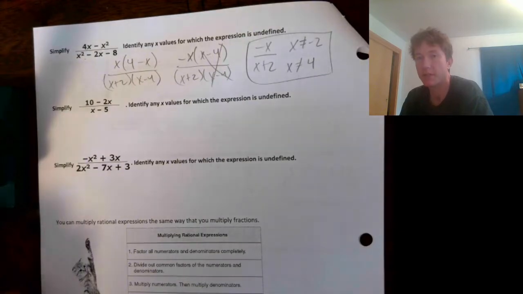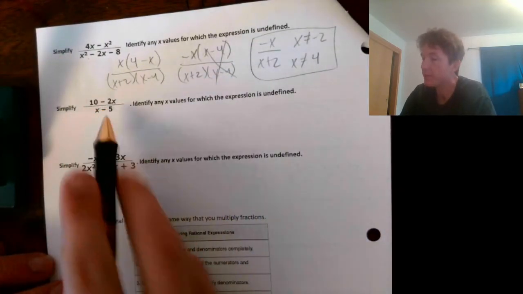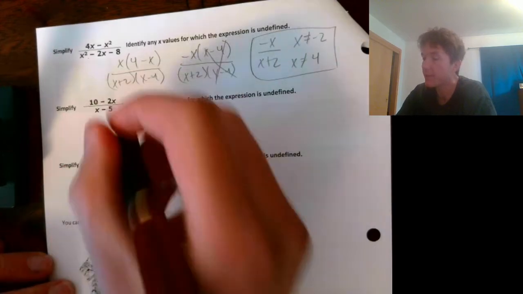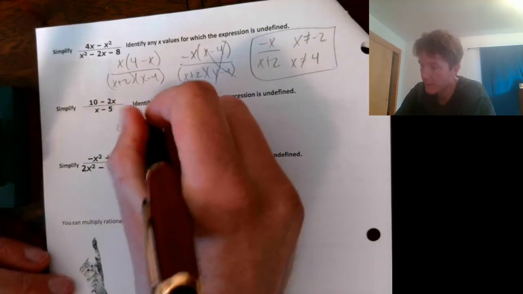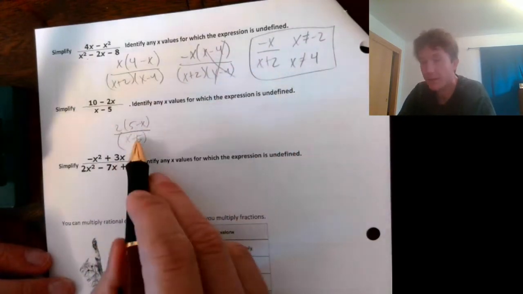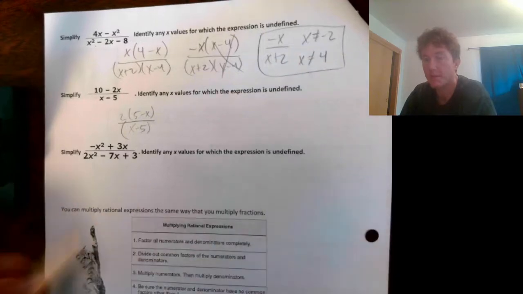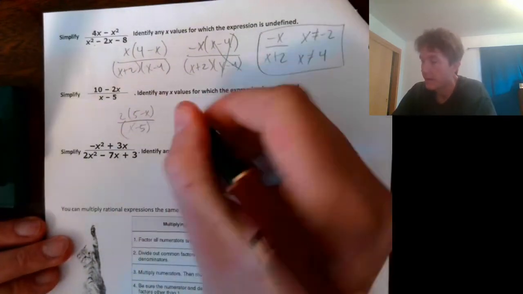Alright, let's try that one again. So 10 minus 2x over x minus 5. The top I can take out a 2, so I'll go ahead and do that. I have 2 times 5 minus x over x minus 5. These look pretty dang close. They're just opposites of each other. So I'll multiply the top by a negative.